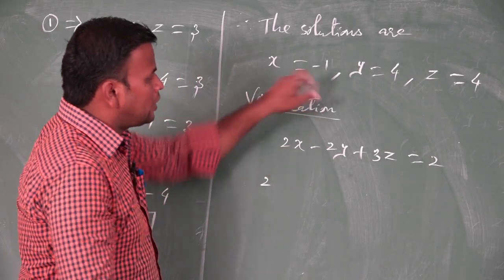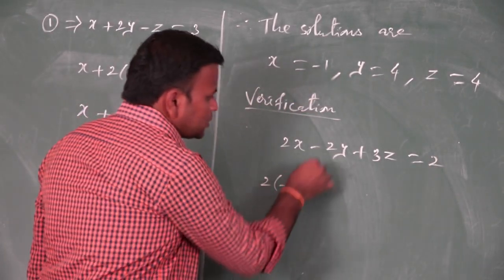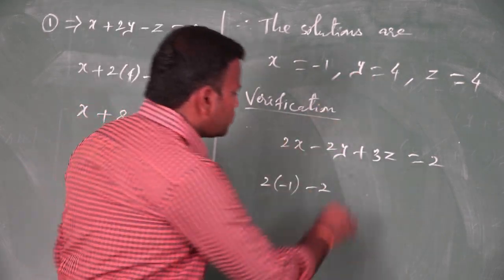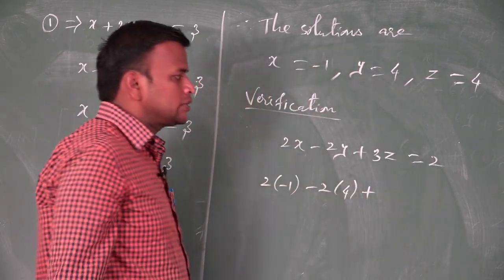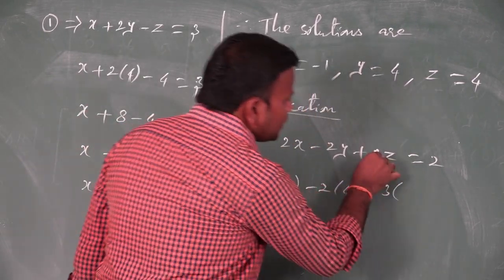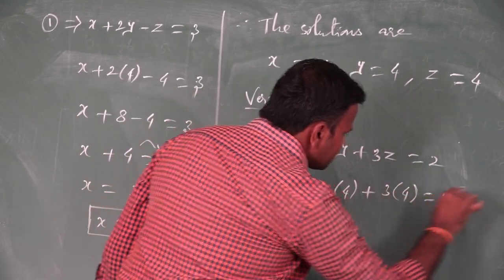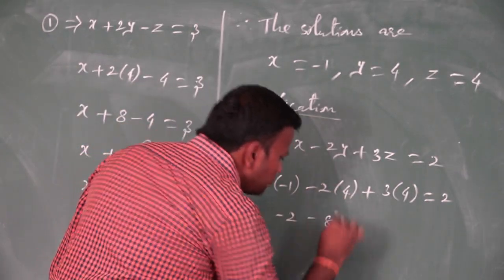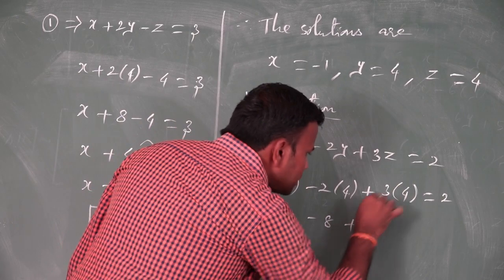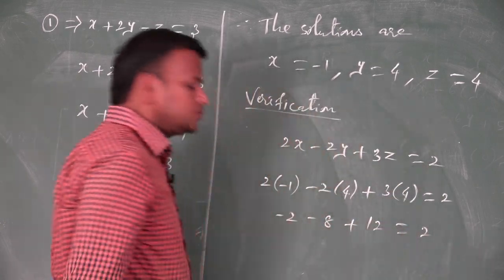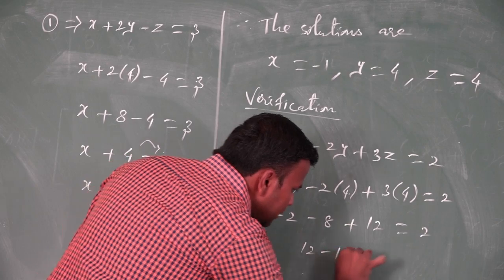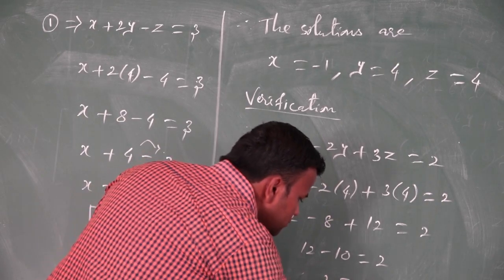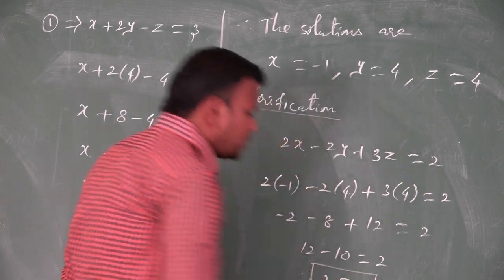2 of x. The value of x is minus 1, so 2 into minus 1. The next one is minus 2y, minus 2 into y, the value of y is 4. Plus 3z, 3 into the value of z, which is 4. 2 into minus 1, minus 2. Minus 2 into 4, minus 8. Plus 3 4s are 12, is equal to 2. Minus 8 minus 2 is minus 10. 12 minus 10 is equal to 2. 2 is equal to 2. So our answer is correct.